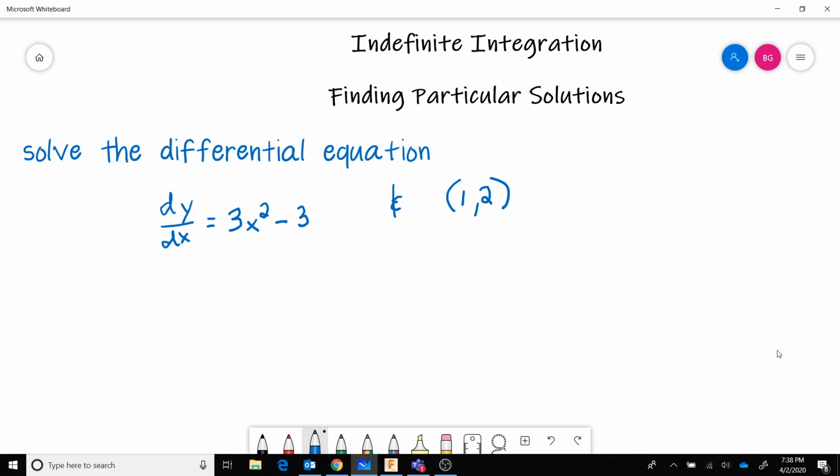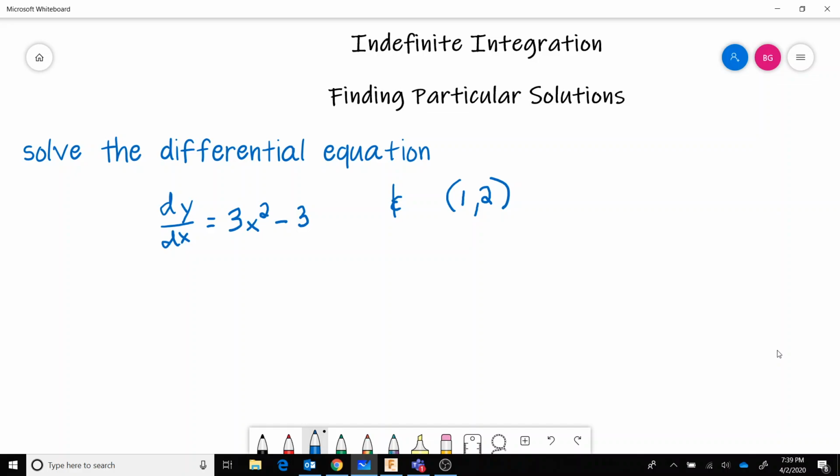So we're going to solve a problem here. We're going to do an indefinite integration, and I'm going to say we're going to solve a differential equation. So this is just a derivative right here, right? dy/dx. We could also write this as y prime. We could have written it as f prime of x. It all means the same thing.